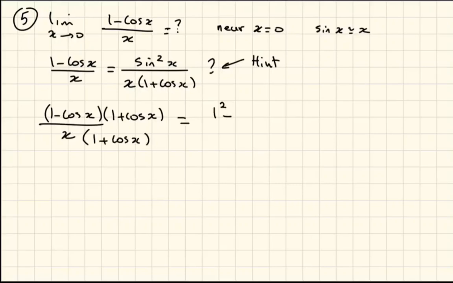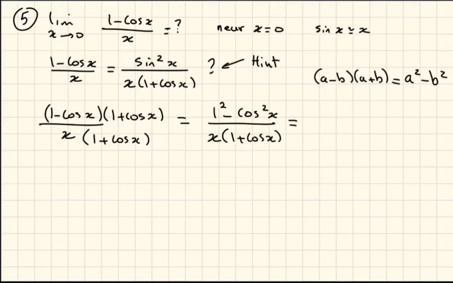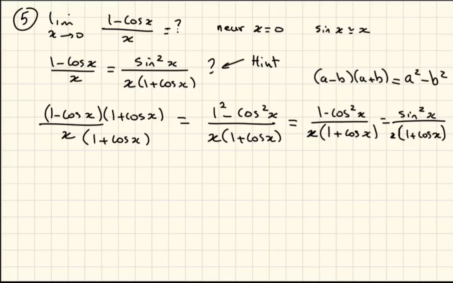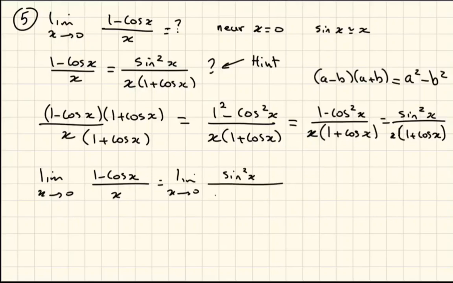So you get 1 squared minus cosine squared of x. I'm using this rule, a minus b times a plus b, which is a squared minus b squared, over x times 1 plus cosine of x. Now 1 minus cosine squared of x in the numerator will change to sine squared of x. These are trigonometric identities that you should know. Alright, so our limit as x approaches 0 of 1 minus cosine of x over x is the same thing as the limit as x approaches 0 of sine squared of x over x times 1 plus cosine of x.